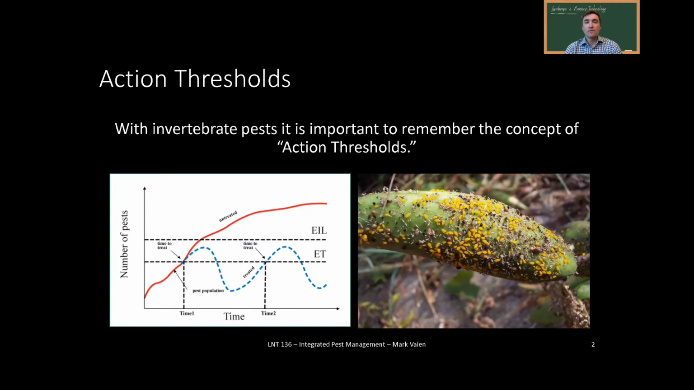Now, as we begin this conversation, it's important to remember the concept of action thresholds. Remember that this is the idea that you need to determine a point at which you will act. And that point is a certain number of invertebrate pests that you can recognize, or a certain level of damage that you will tolerate. And depending on each plant and each horticultural circumstance, you may tolerate more or less damage.